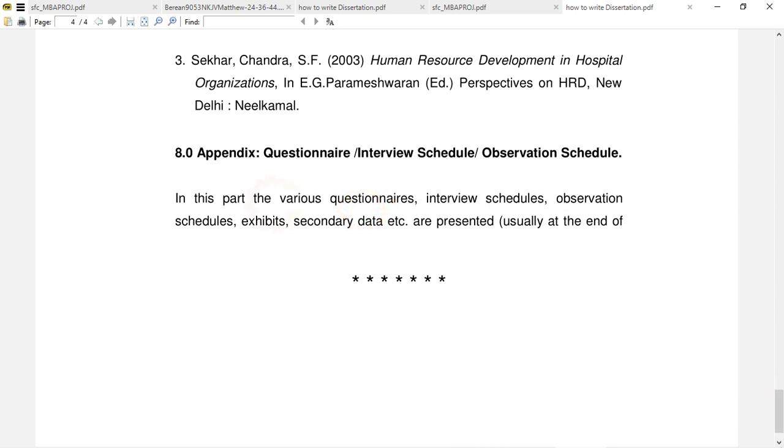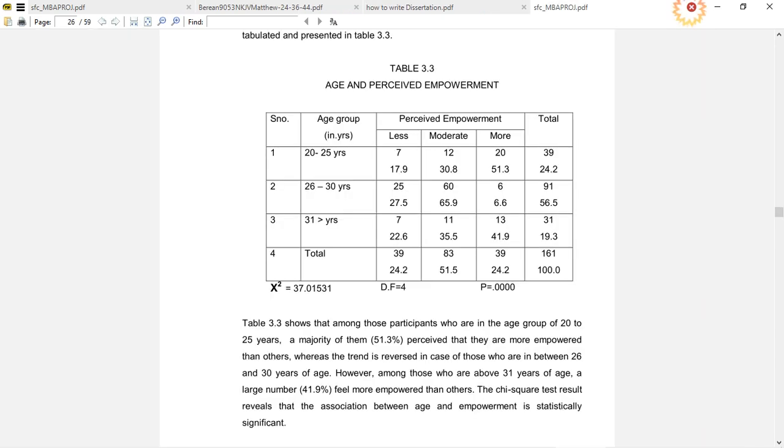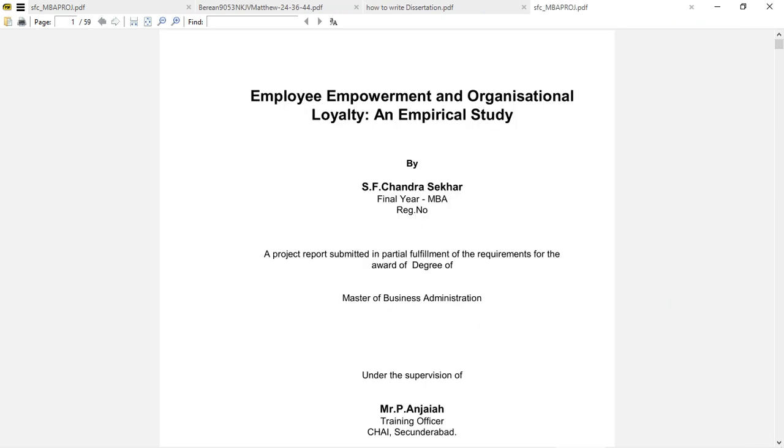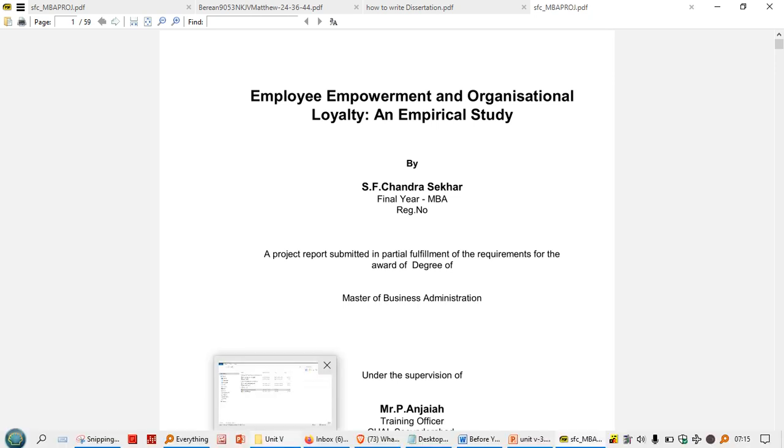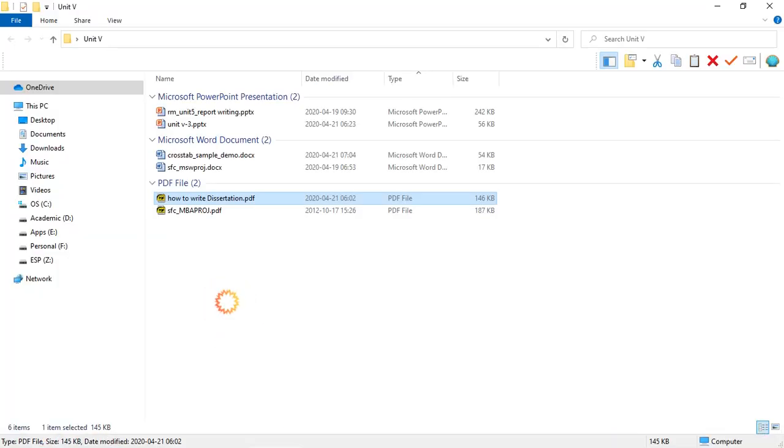And with that, we move on to the last component of the thesis called appendix: the questionnaire, interview schedule, or observation schedule. Just copy and paste your entire interview schedule or questionnaire here and insert it. So with that, we finish off the demonstration. Now it's time to see how I have done it in my postgraduation days. In fact, I have done, as I told you, three project reports during my PG time.